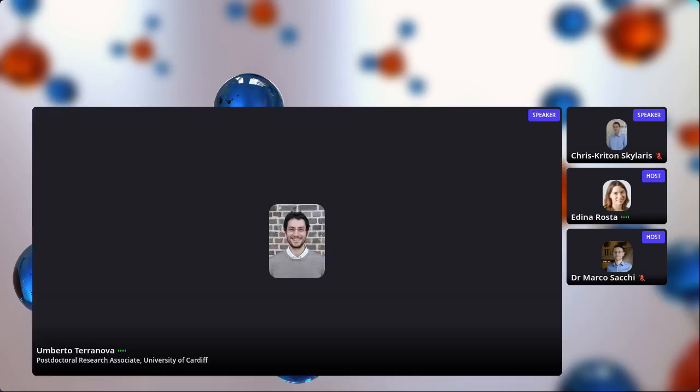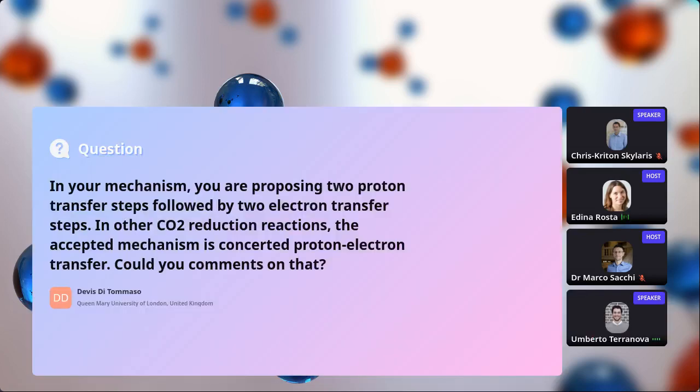Thank you very much. And we have a few more questions. From Davis Di Tommaso: In your reaction mechanism, are you proposing 2 proton transfer steps followed by 2 electron transfer steps? And the accepted mechanism is the concerted proton-electron transfer. Could you comment on this? In other situations, they said concerted proton-electron transfer.